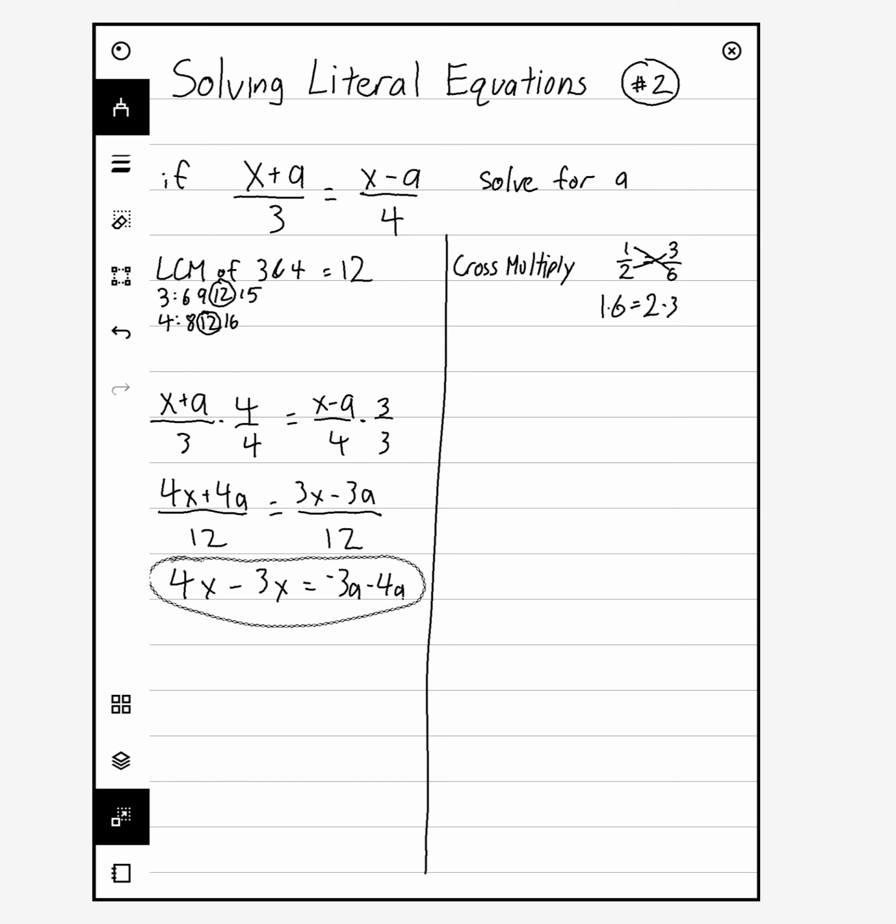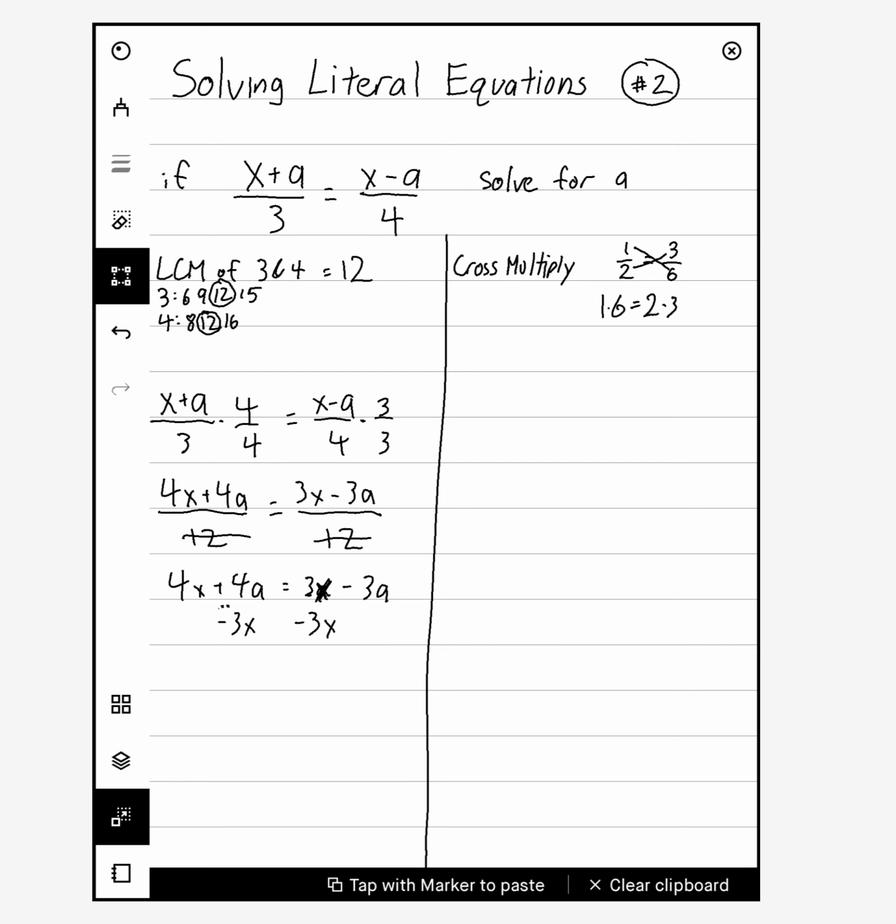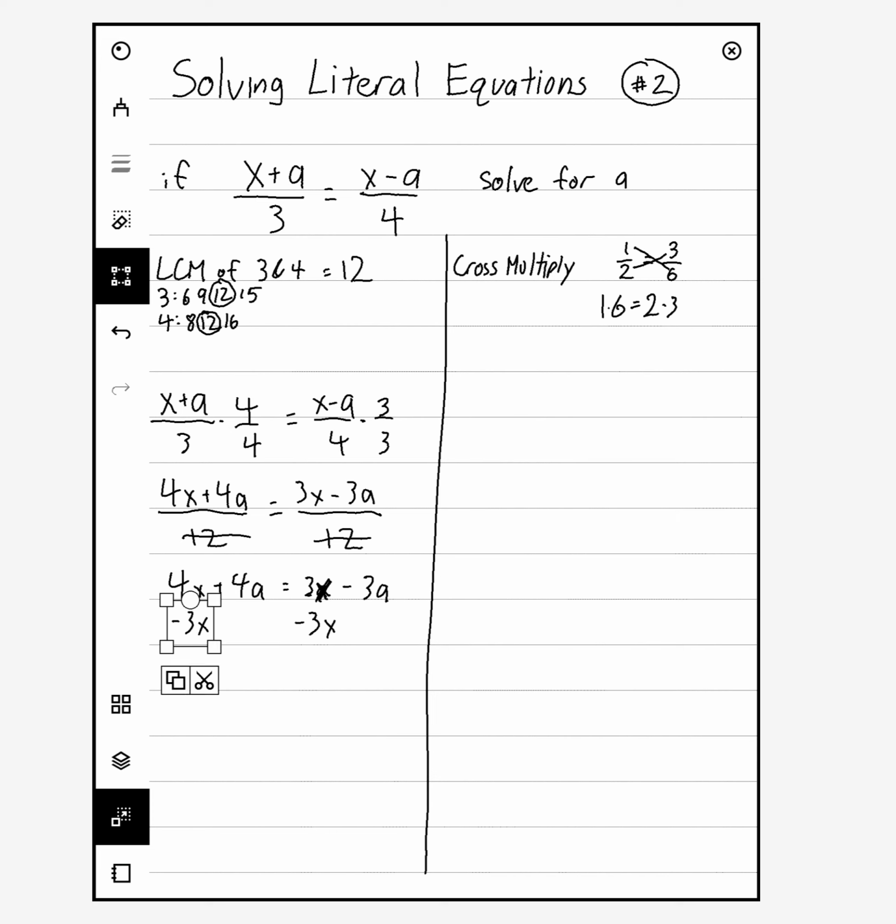Let's go back a step. So if you were to take out the bottom, you have 4x plus 4a is equal to 3x minus 3a. Okay, so now I'll show you how you get x on this side and a on this side. So to get rid of the 3x here, you need to do minus 3x, minus 3x. And then to get rid of the plus 4a, we're going to do minus 4a, minus 4a.